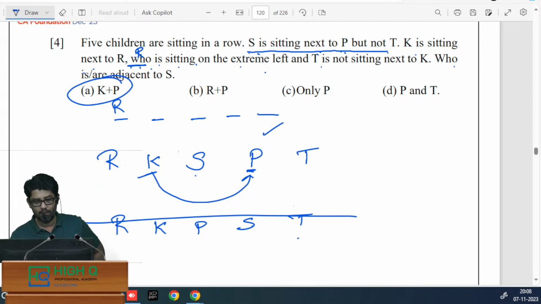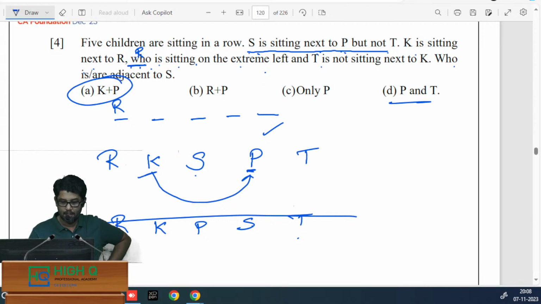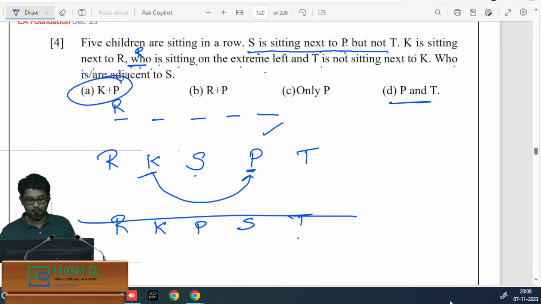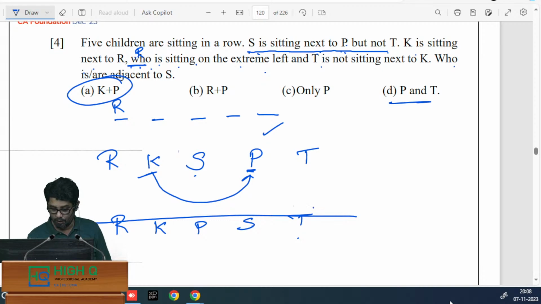Why is everyone giving me P and T? Why is the P and T answer coming? I don't understand. P and T is not possible. Yes. Is P and T possible? You tell me, my dear. Is this arrangement possible? It's clearly given. S is sitting next to P, but not T. So S cannot sit next to T. So how is this arrangement possible? This arrangement is not at all possible.